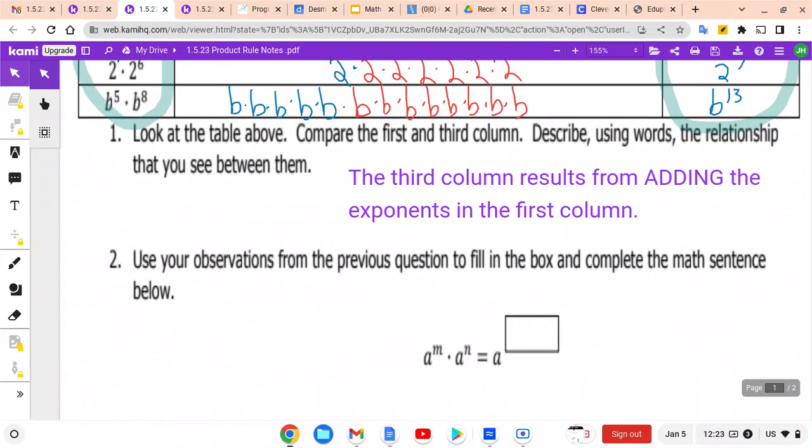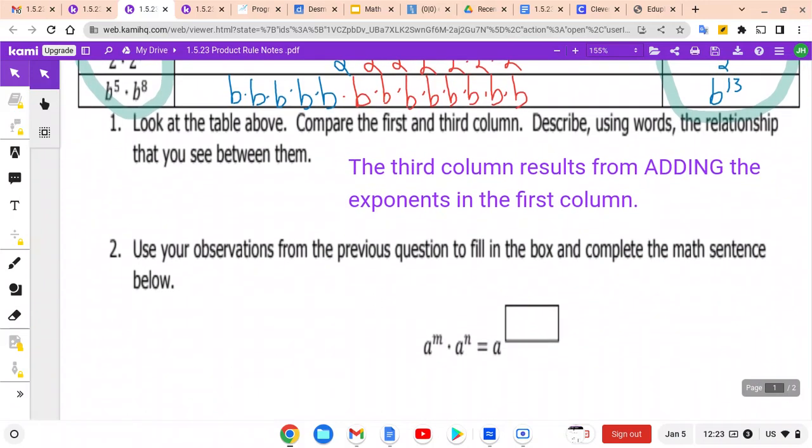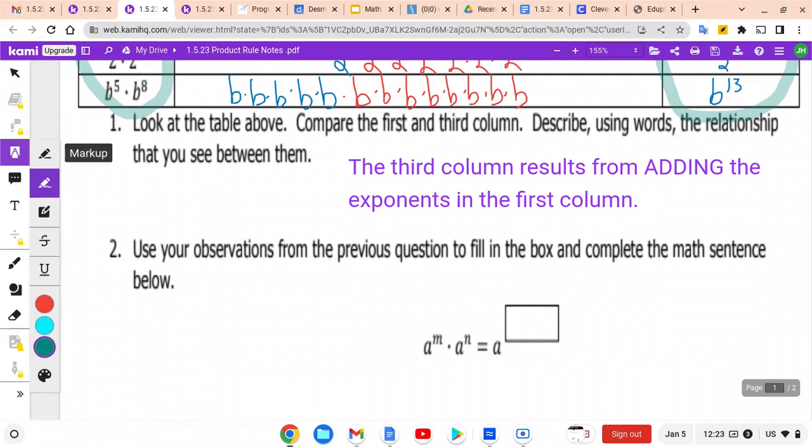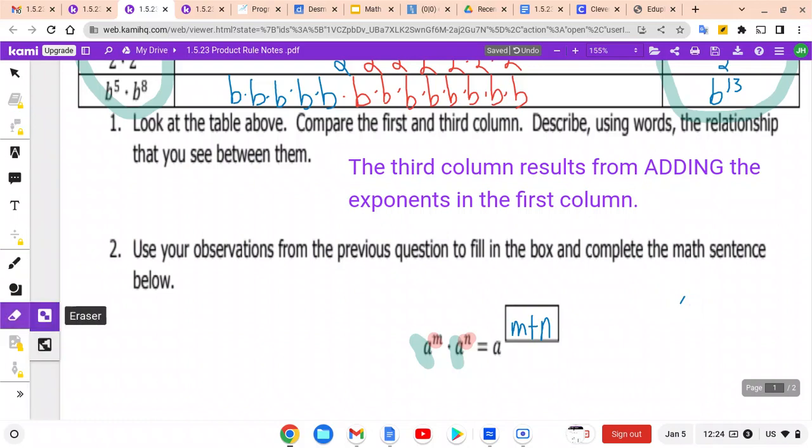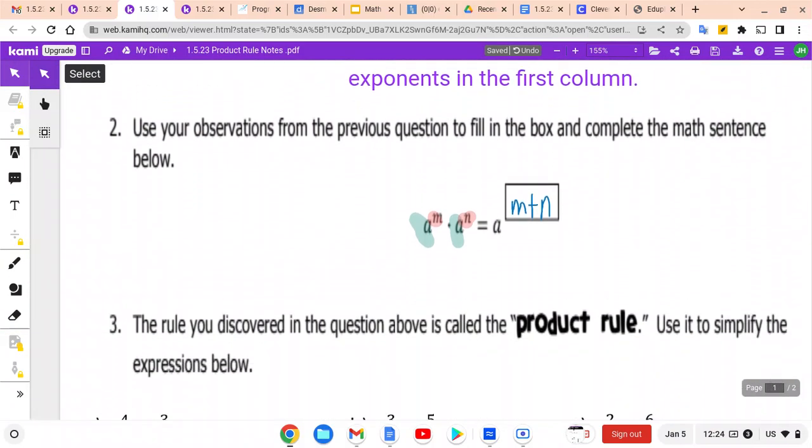This can be written as a to the m times a to the n. Okay, so we have the same bases, a to the m times a to the n. You're going to add the powers. So that becomes a to the m plus n. Now that only works if the bases are the same. If it was a to the m times b to the n, you wouldn't be able to do anything. But if the bases are the same, then you combine them by adding the exponents. That's called the product rule.